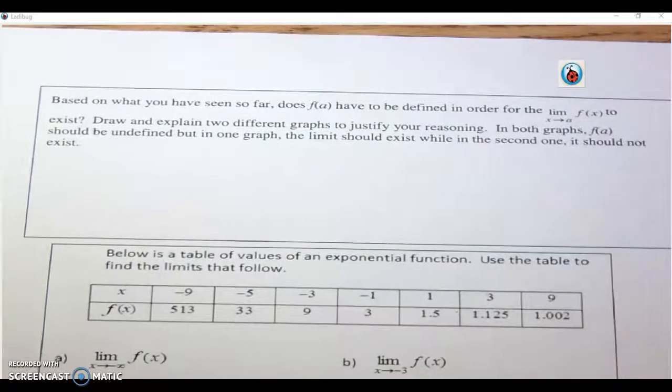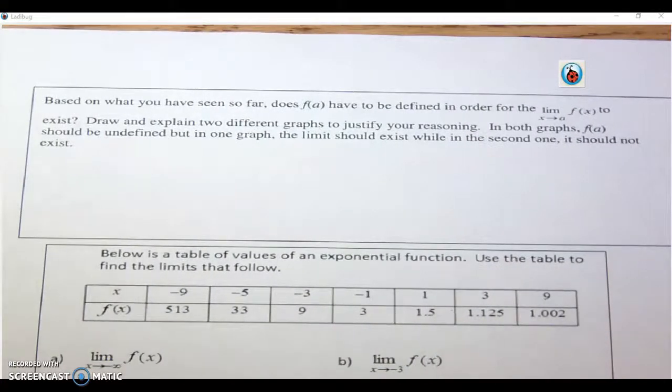Okay, so for this next question it says, based on what you've seen so far, does f of a have to be defined? So remember, for it to be defined, it's like the point is closed in order for the limit as x approaches a of f of x to exist. And it wants us to draw and explain two different graphs to justify our reasonings. Okay, so think about the graphs that we've seen.